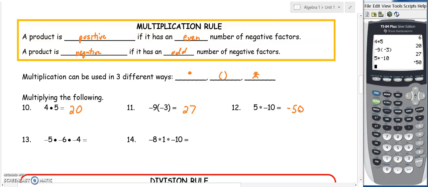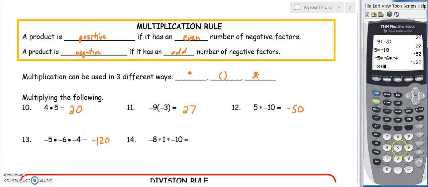Number 13, -5 times -6 times -4. There are three negatives, which means we should get a negative product. So -5 times -6 times -4 gets us a solution of -120. 14. There's -8 times 1 times -10. It has two negatives, which means our product should be positive. So -8 times 1 times -10 gets us 80.